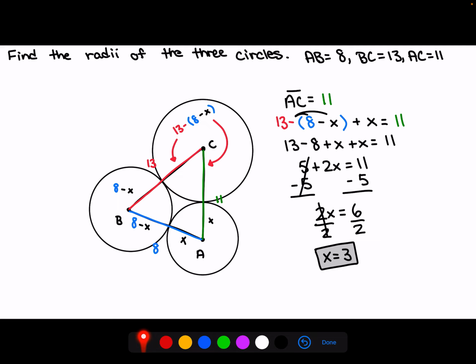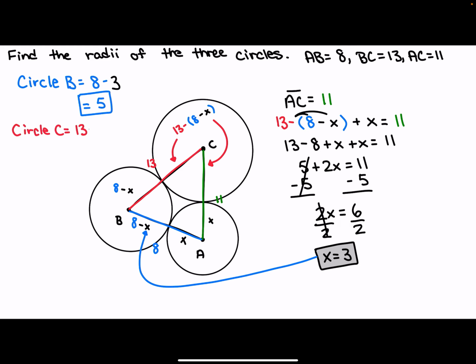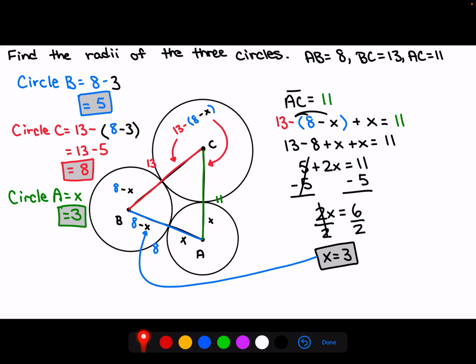To find the radii, we just plug our values in. For circle A, the radius is X, so the radius of circle A is 3. For circle B, the radius is 8 minus X. Plugging in X, we get 8 minus 3, which is 5. So circle B's radius is 5, circle A's radius is 3. Lastly, for circle C, we have 13 minus (8 minus 3), which is 13 minus 5, which is 8. So we have radii of 5, 8, and 3. Again, circle A is 3, circle B is 5, and circle C is 8.